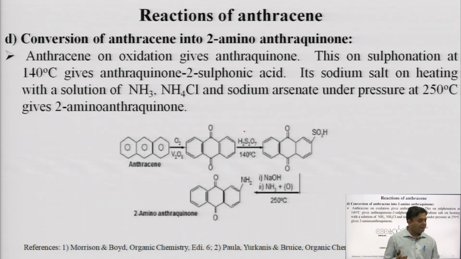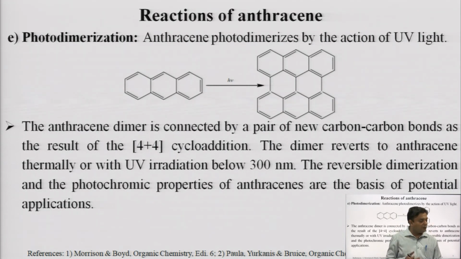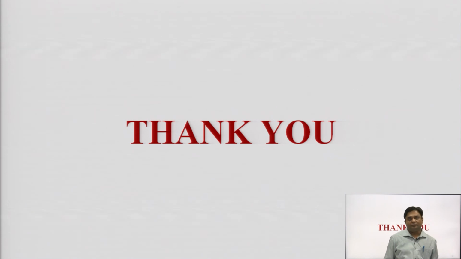Halogenation takes place at the 9-10 position. Halogenation can be done by bromine as well as chlorine. In halogenation, the first product we get is the monosubstituted product. When we go further, we get the disubstituted product. The most important reaction is photodimerization. In the presence of UV light, anthracene will dimerize, and it is a reversible reaction in the presence of thermal energy or UV irradiation. So, this is all about anthracene.